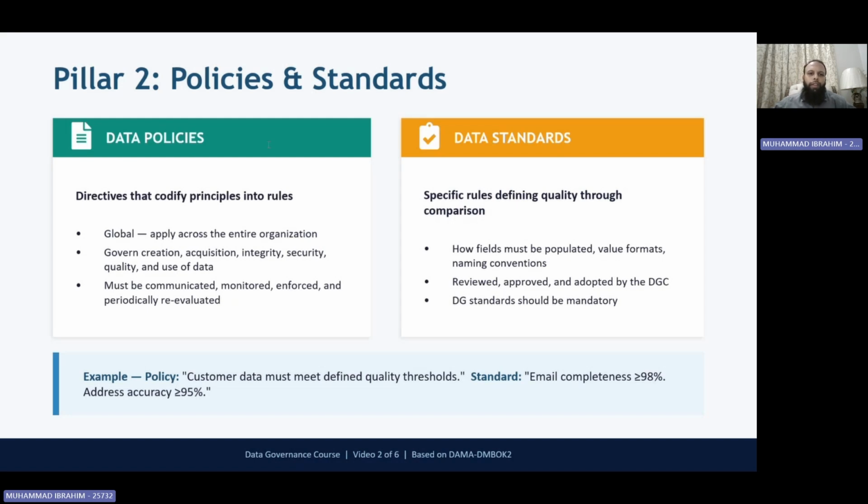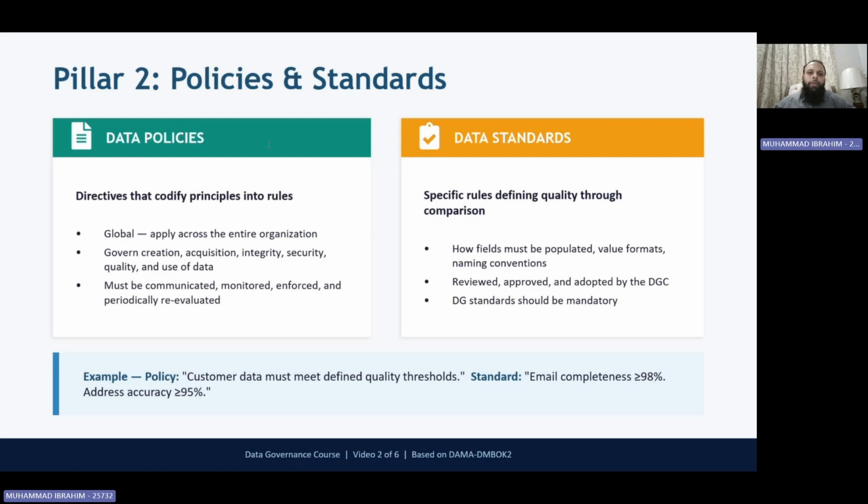Policies are global. They apply to everyone, everywhere in the organization. They have a life cycle. They must be communicated to the people who need to follow them, monitored to ensure compliance, enforced when they are violated, and periodically evaluated to make sure they are still relevant.